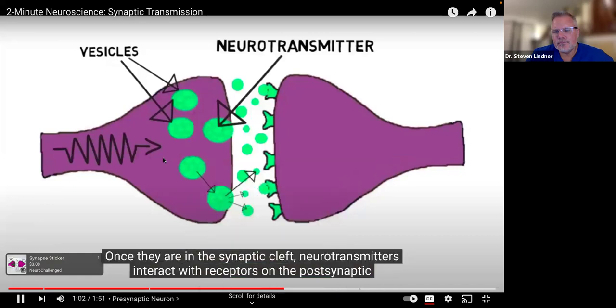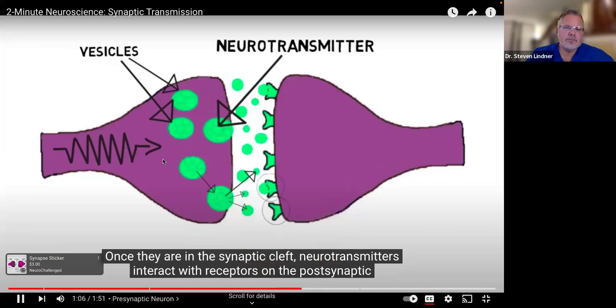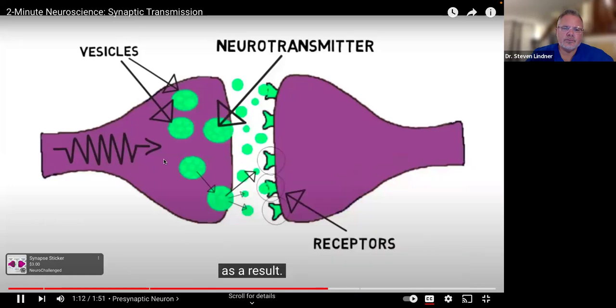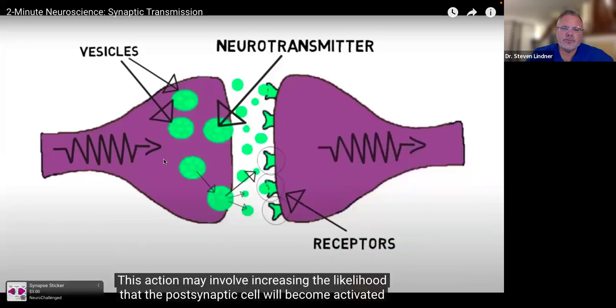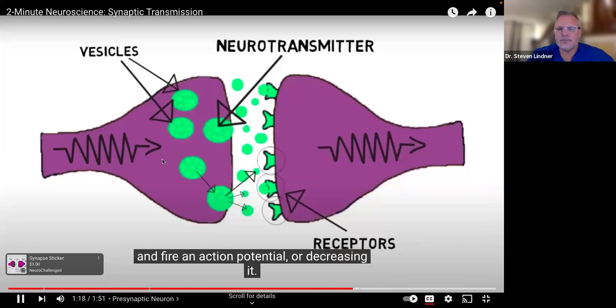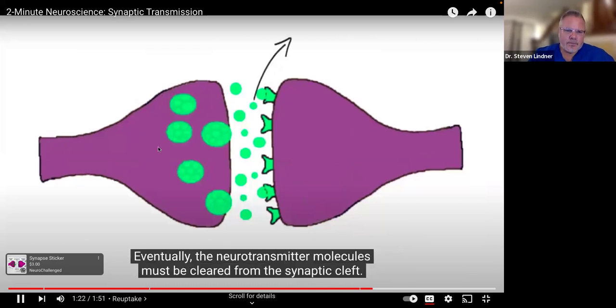Once they are in the synaptic cleft, neurotransmitters interact with receptors on the postsynaptic membrane. They bind to these receptors and can cause an action to occur in the postsynaptic cell as a result. This action may involve increasing the likelihood that the postsynaptic cell will become activated and fire an action potential, or decreasing it. Eventually, the neurotransmitter molecules must be cleared from the synaptic cleft.